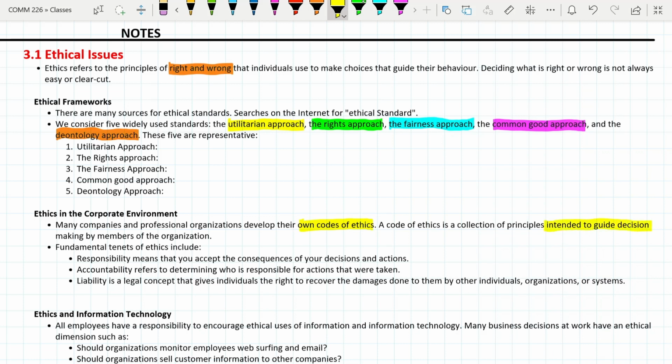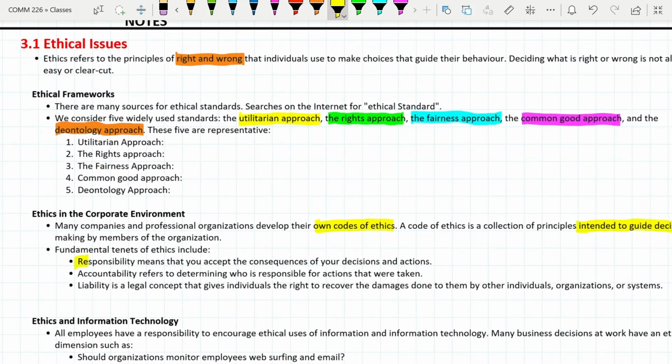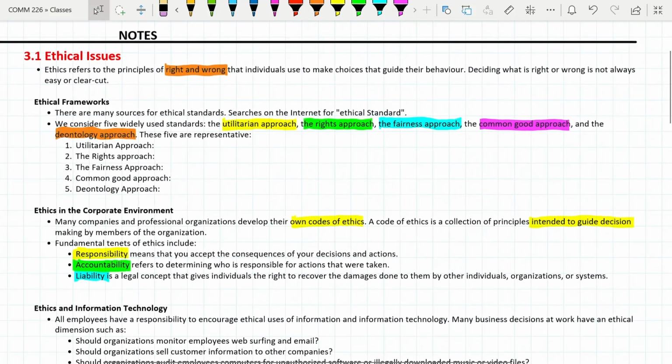So the fundamental tenets of ethics include responsibility, which means that you accept the consequences of your decisions and actions. Accountability refers to determining who is responsible for actions that were taken, and liability is a legal concept that gives individuals the right to recover the damages done to them by individuals, organizations, or systems.